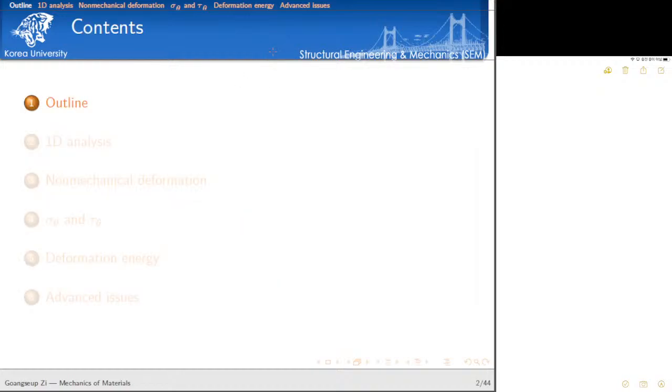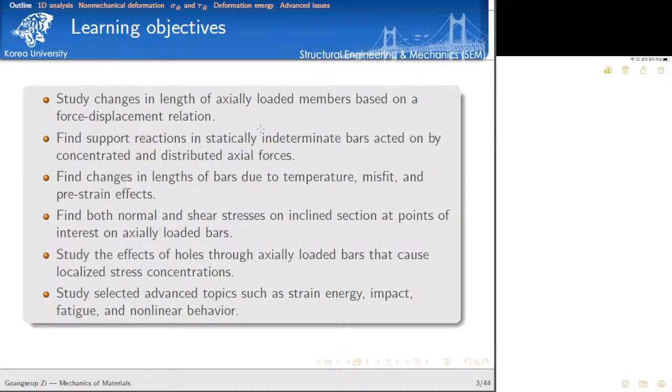The first one in this section is the outline. The learning objectives, as I mentioned, concern one-dimensional problems. We want to talk about how to measure the changes in length of axially loaded members based on force-displacement relations. Then we want to talk about the so-called support reaction. In Korean we call it 반력.